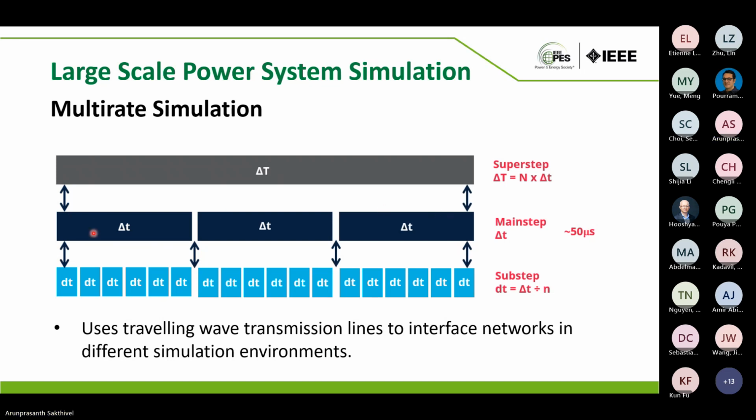The main step environment is where we model typical power system components like generators, transformers, transmission lines, and so on. The time step would be in the range of, let's say, 30 to 50 microseconds. And then we have a sub-level of time step, called sub-step, which is a subdivision of the main step. This environment is typically used for modeling power electronics.